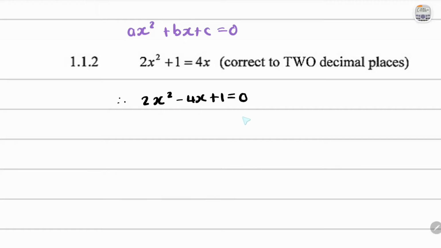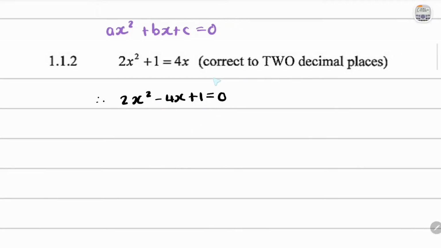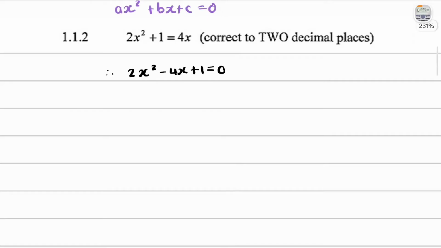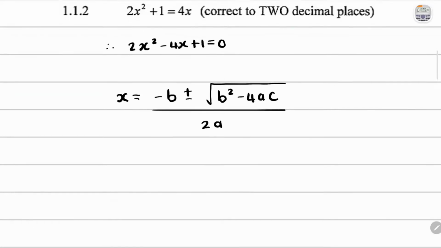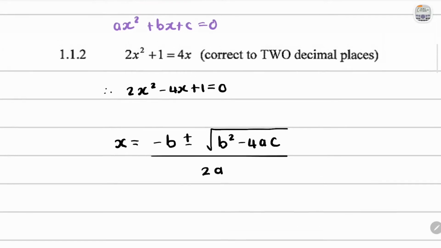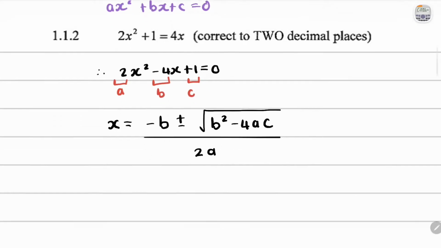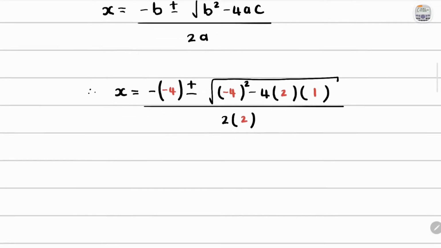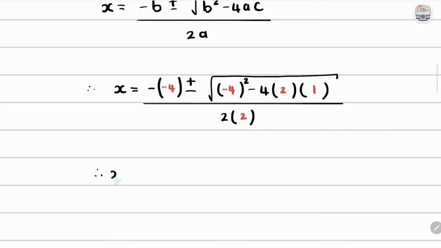Okay, great. So now that it is in its standard form, we know that we have to correct to 2 decimal places, meaning our solutions are going to be irrational. That means that we need to use the quadratic formula, which looks like this. Now that we have the quadratic formula, we can just substitute our values of a, b, and c. From our equation, we can see that a is 2, b is negative 4, and c is positive 1. So let's go ahead and substitute that in place of a, b, and c. Now that we have substituted, we can find the values of x.